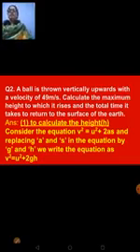Okay, so let me read the question once again to you. A ball is thrown vertically upwards with a velocity of 49 meter per second. Calculate the maximum height to which it rises and the total time it takes to return to the surface of the earth. They have given a ball is thrown with a velocity of 49 meter per second. So obviously it is going to come down. They want you to calculate the height to which it rises up, and the time it takes to come down. Two things you have to calculate.